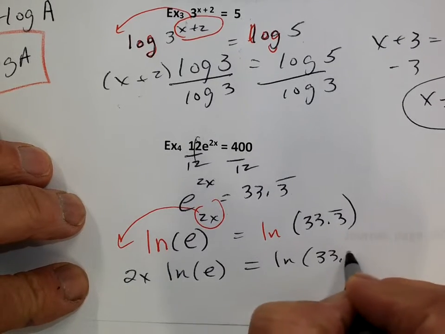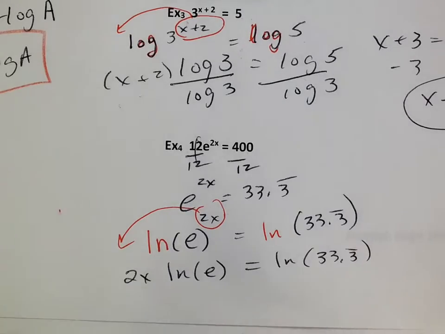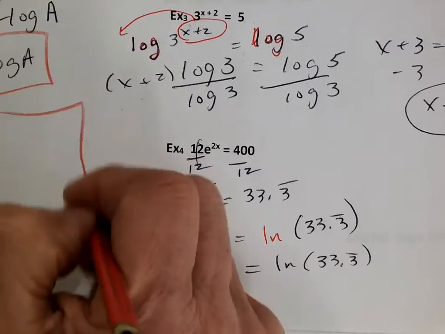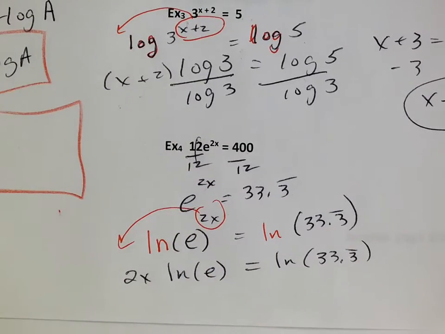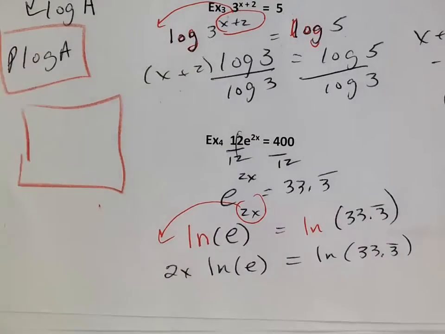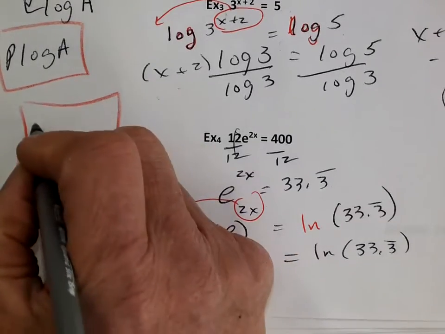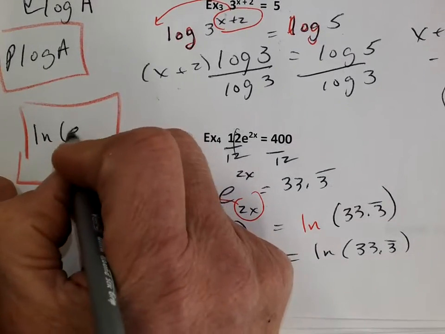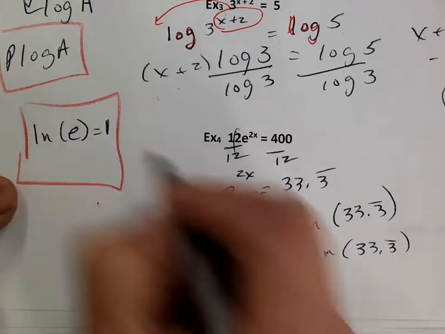Okay, now here's why I wanted to do ln. A little side note, and you can check it out on your calculator. There's a little rule that we know, you ready? Ln of e is always 1. Ln, the natural log of e, is equal to 1. So this becomes 1.